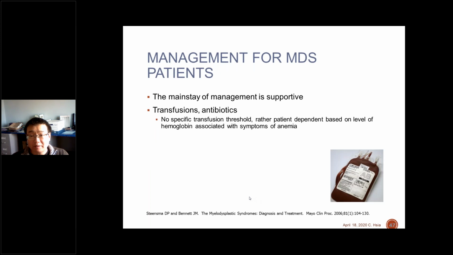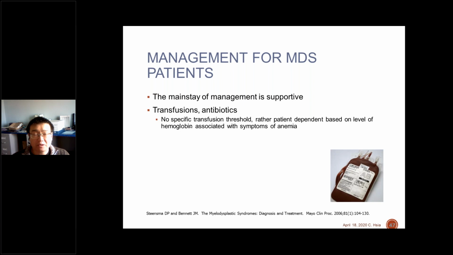The mainstay of management for these patients with MDS is supportive. So again, if their body is not making these cells quite right, for example, if their red cells are not made quite right and their cells are dying off sooner, they need more red blood cells, then they may need a red blood cell transfusion. This is an example of a unit of red blood cells or a pint of red blood cells. And some people, if their platelets are low, may need a platelet transfusion, which looks a little bit different. It's more of a yellowish liquid.